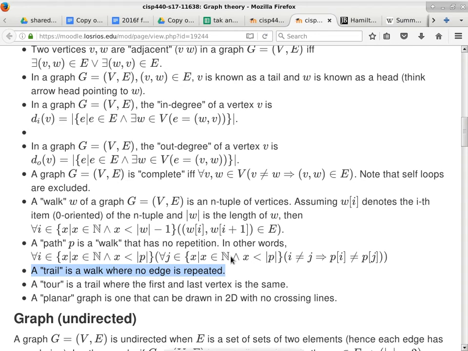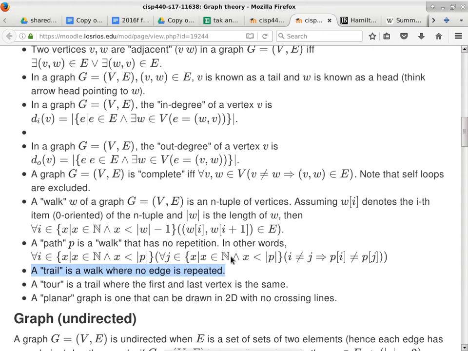So if you think about this as driving, a path is basically you cannot revisit the same point. You cannot be in the same intersection. You cannot be next to the same building, and so on. A trail means you can go through the same intersection several times.